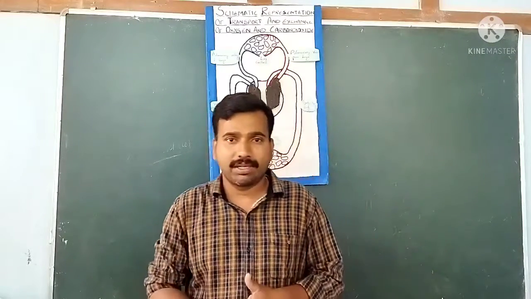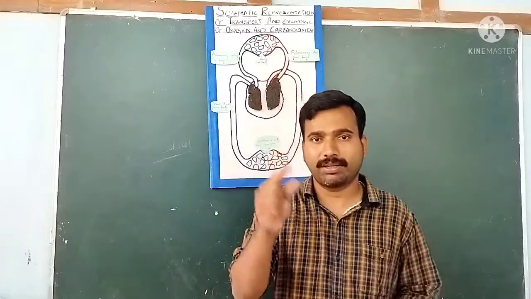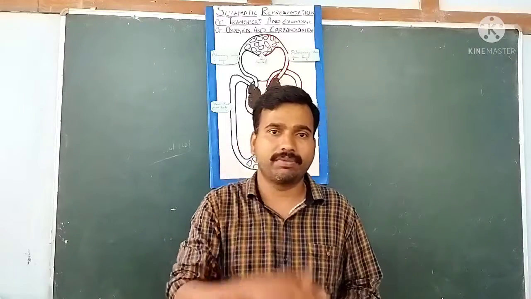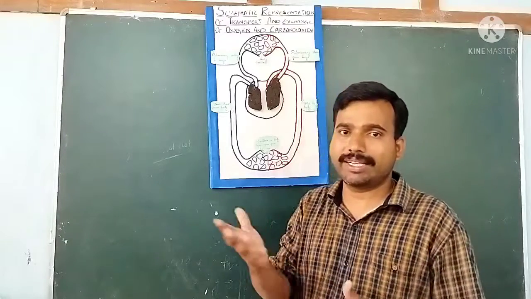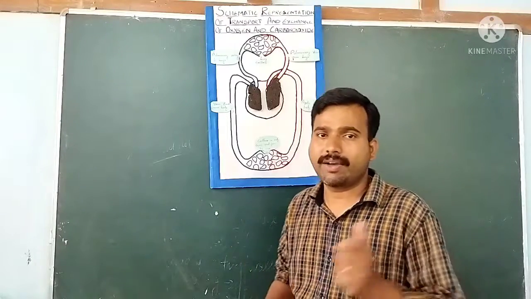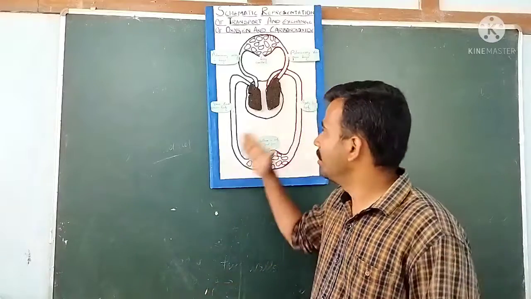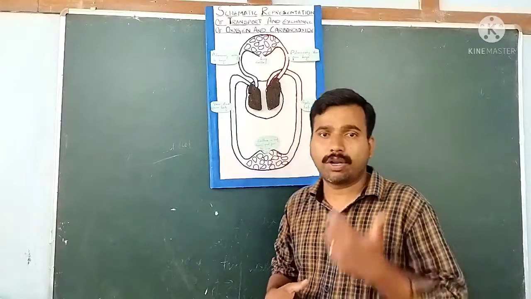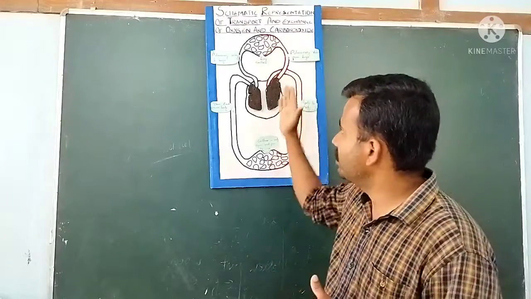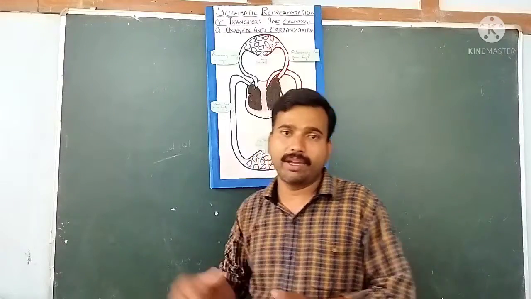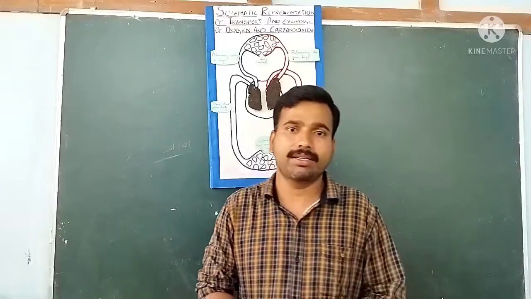In lower animals like birds or fishes, they can tolerate the mixing of oxygenated and deoxygenated blood. That's why they have 2-chambered or 3-chambered hearts. But we can't tolerate the intermixing of oxygenated and deoxygenated blood, so we have a double circulatory system.